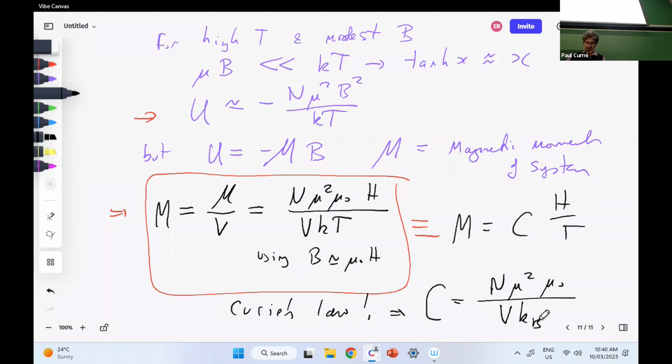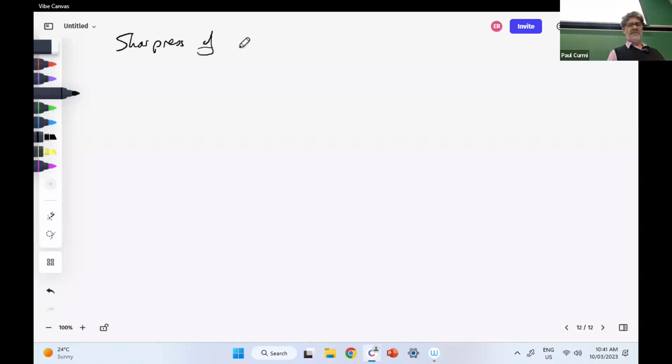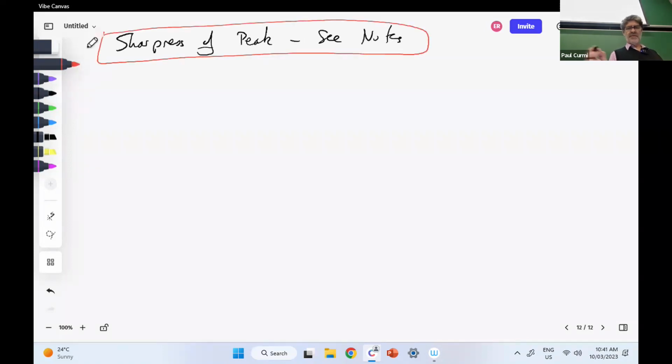Okay, I can talk about sharpness of the peak, but I want to skip to something else. So I want to get to the end where I want to get to. So, sharpness of peak, Curie notes. Okay, so go and Curie notes. I'll skip that.